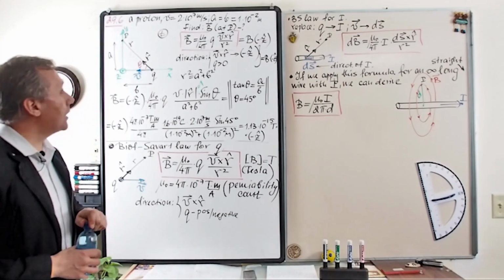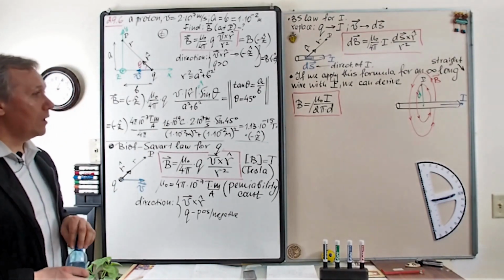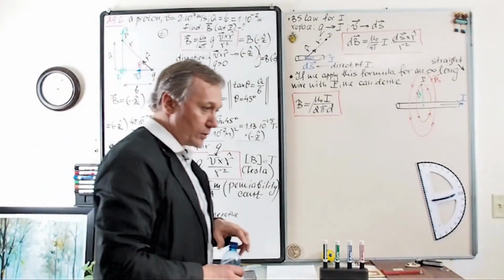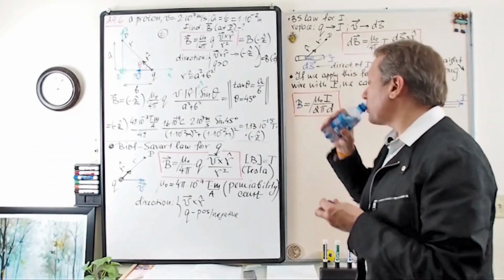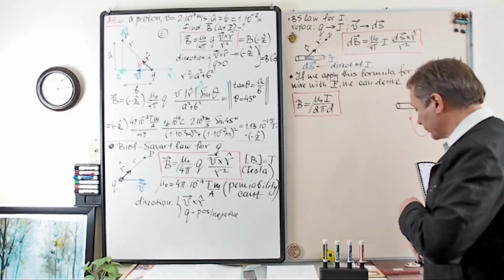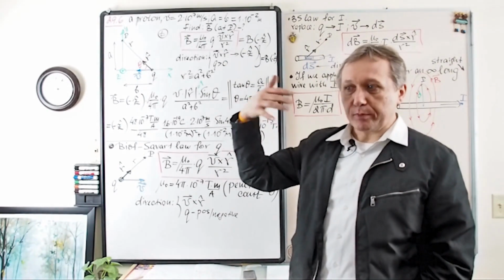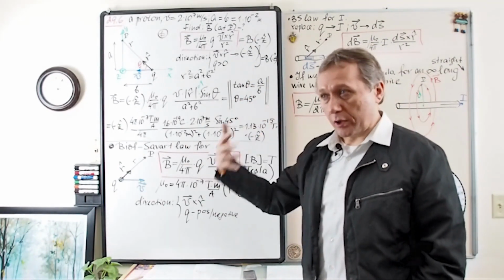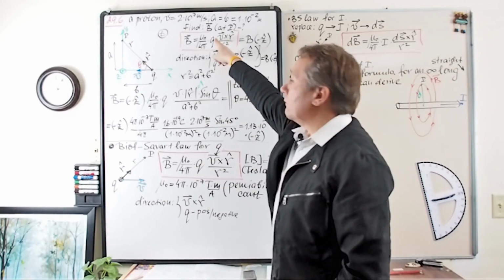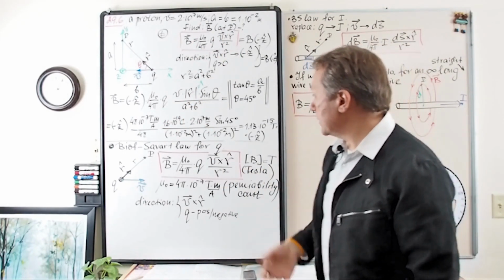So that's how you can use this Biot-Savart law to find the magnetic field produced by a moving point charge. Again, I told you at the very beginning, the magnetic field is produced only by moving charges. Every time, velocity must be involved. It's sort of dynamics, right? So velocity must be involved.